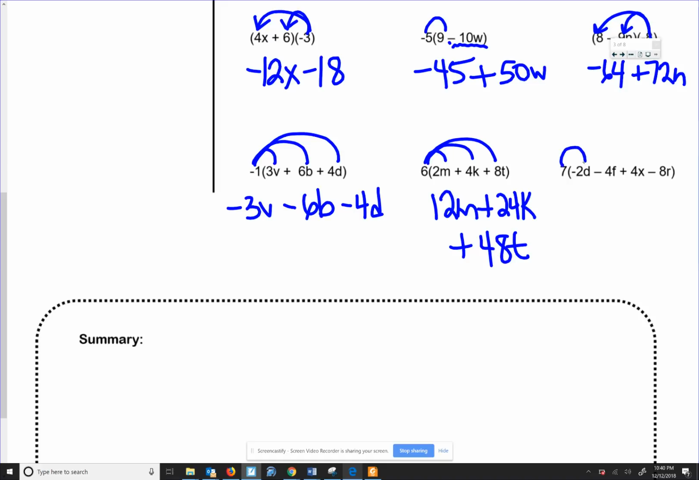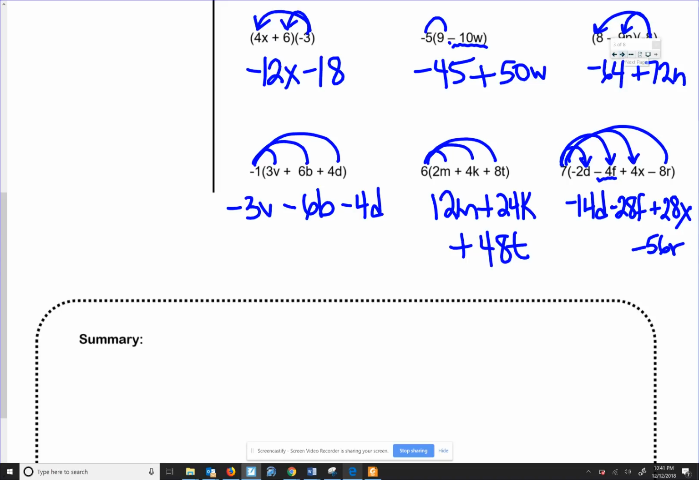This last one. Distribute the 7 times negative 2d. That gives me a negative 14d. 7 times, think of this as negative 4f, minus 28f. 7 times a positive 4x is plus 28x. 7 times a negative 8r is minus 56r. Boom. There you go. All right.